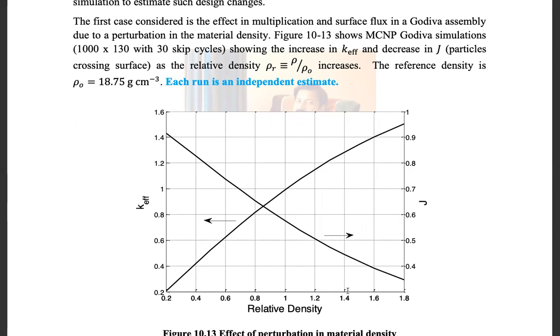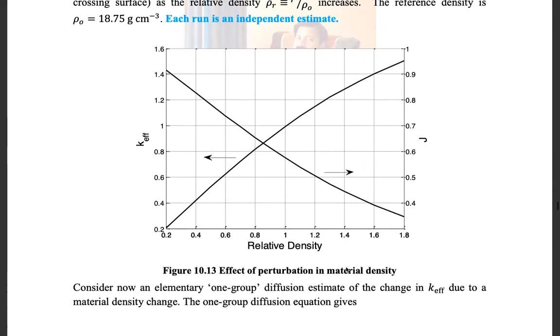Now the question is, if I increase or decrease the relative density, what is the effect on the system multiplication K effective, and what is the effect on the current, the transmission from the other side of the Godiva sphere? First I did many runs, and I saw that when the Godiva sphere becomes more and more dense, the transmission becomes less and less, while its multiplication becomes more and more. So more density means supercriticality. Less density, less than the reference, means subcriticality. And the inverse is true for the current. The current becomes more for less density because now the neutrons have a greater chance of escaping. And when the density goes up, transmission becomes less.